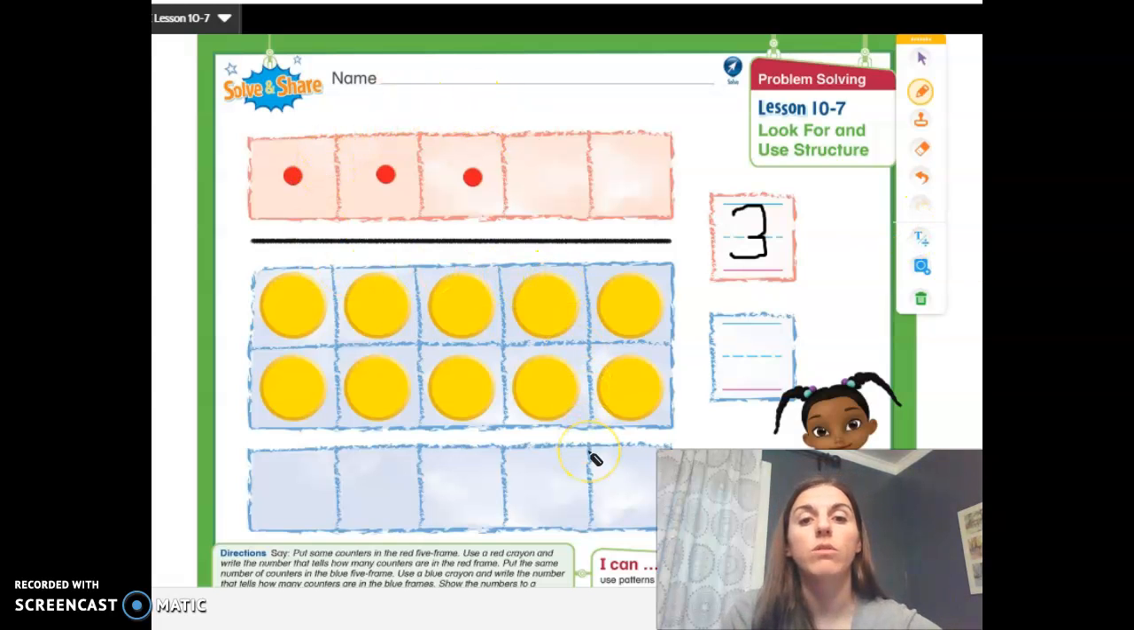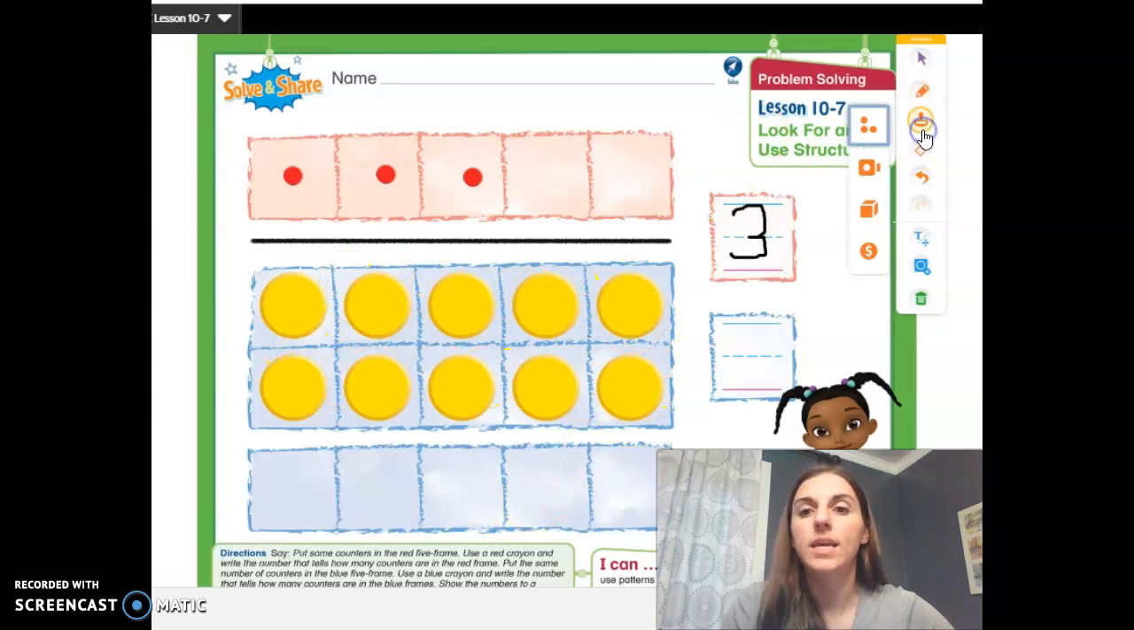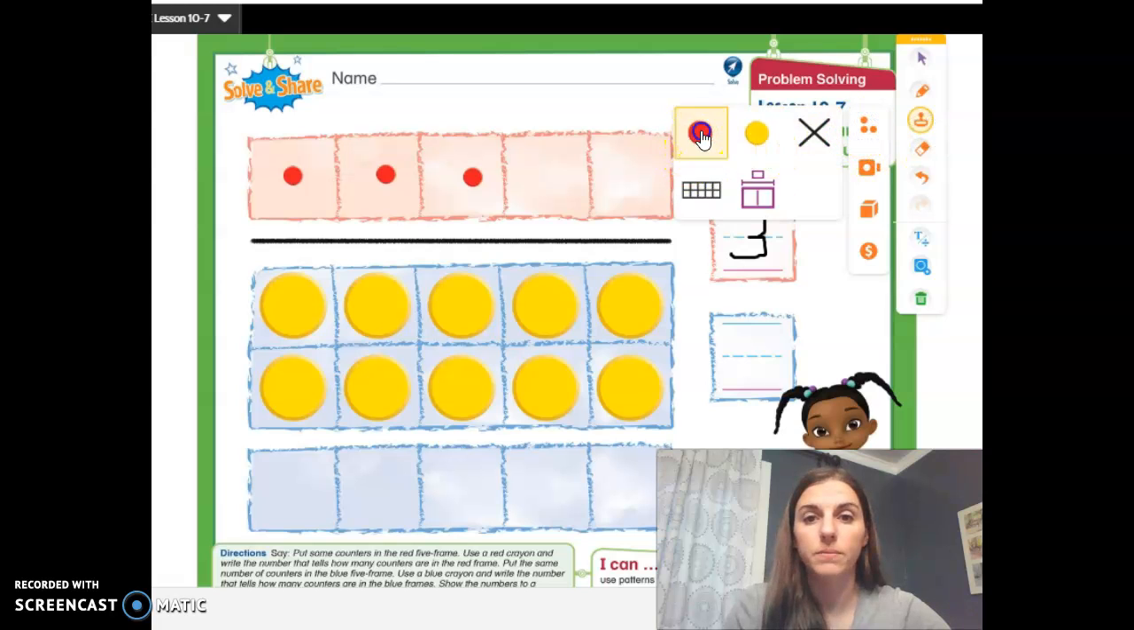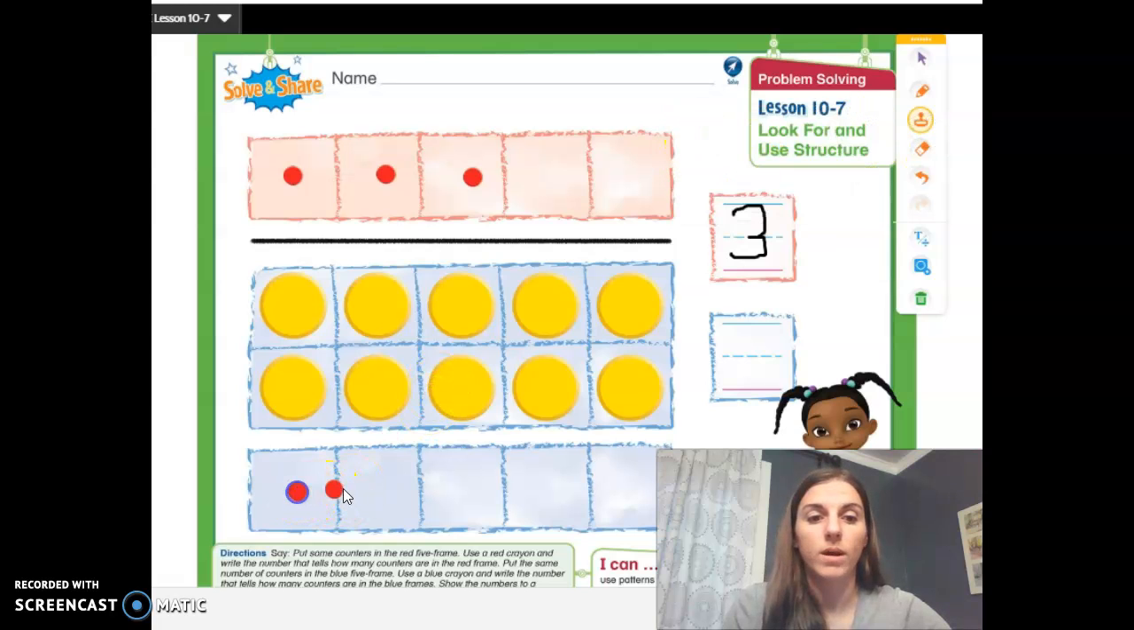Now they want you to look below the black line right here. Look to see this teen number. Okay, so you have 1 ten, and if I did the same amount of counters, 1, 2, 3, how would my number be similar to the number up above here in the 5 frame?